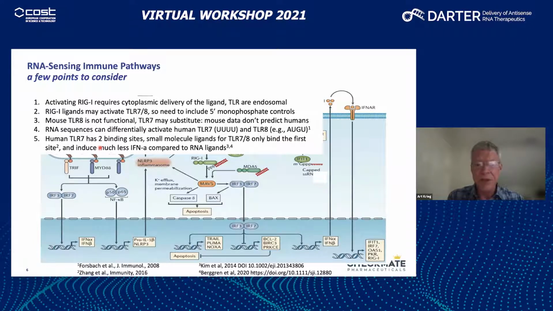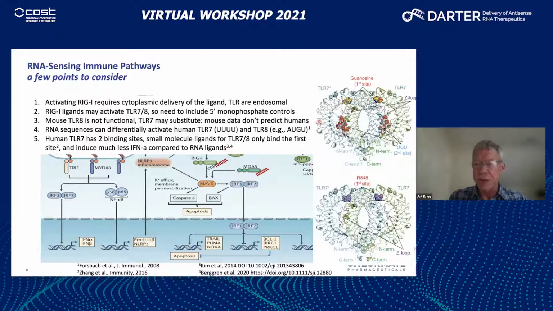Human TLR7 does have two binding sites, and RNA can activate both of those binding sites. Now, there are small molecule ligands for TLR7/8 that are often used as positive controls. R848 is an example of that. The small molecule ligands really only bind one site. They don't bind both sites. And so they actually have a very different cytokine effect compared to RNA ligands. They induce much less of the type 1 interferons compared to an RNA ligand.